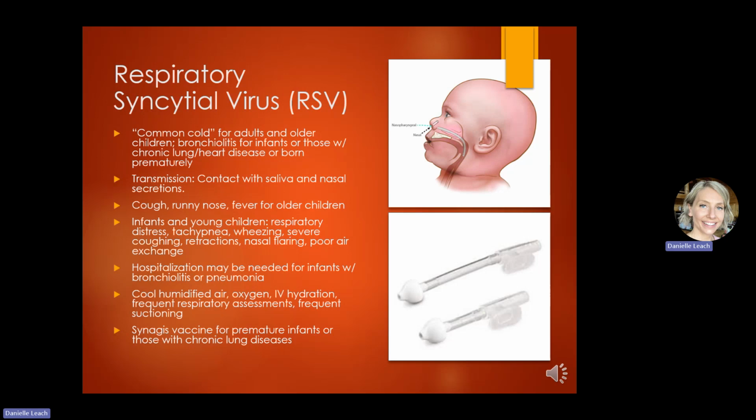There is the Synagis medication that we can give to premature infants or those who are at high risk who qualify for it to help prevent RSV in those populations. Like I talked about before, it's very, very expensive, and the child has to qualify through different qualifiers to get the medication paid for through their insurance.